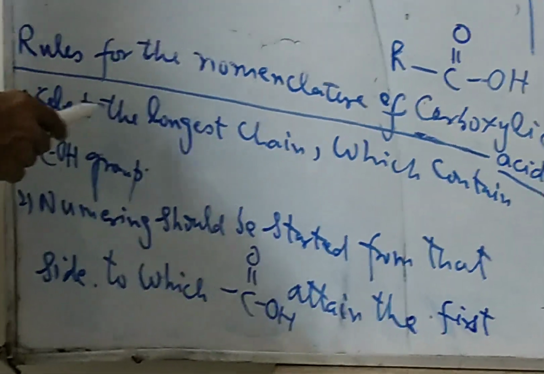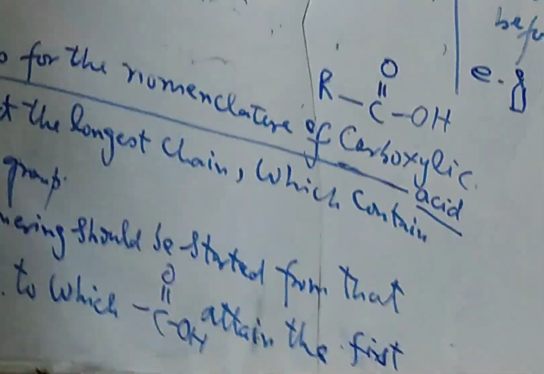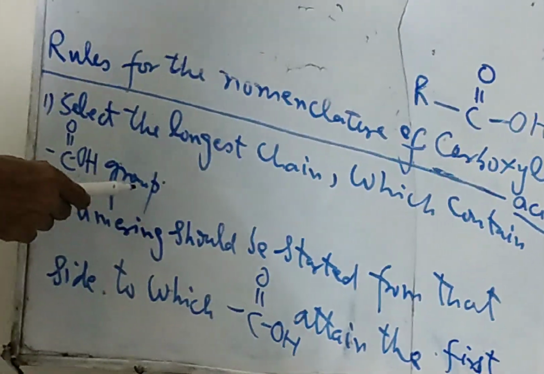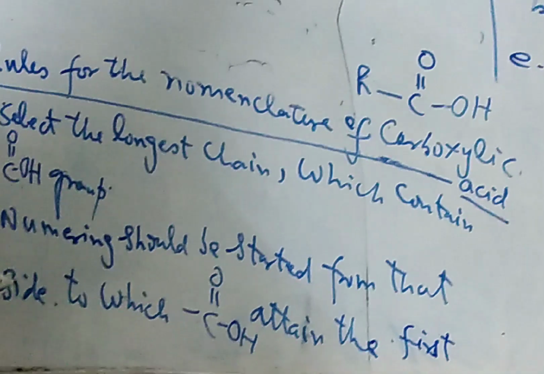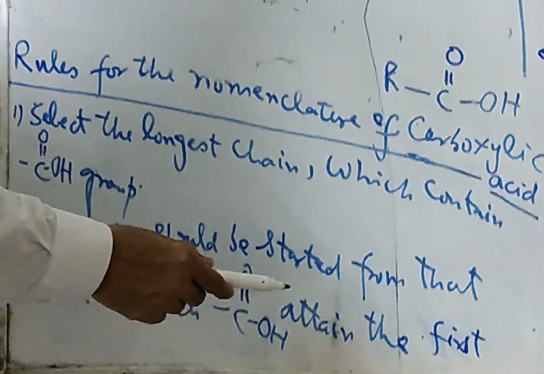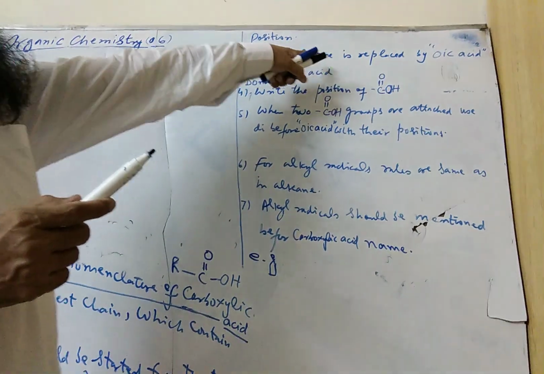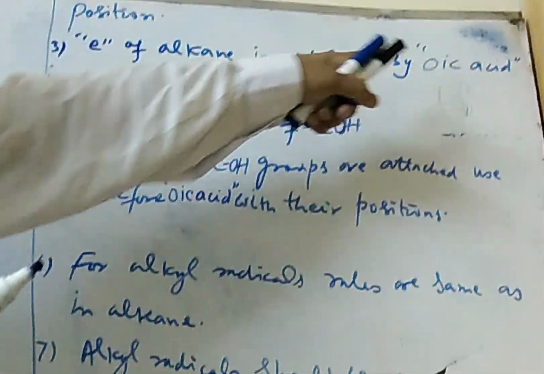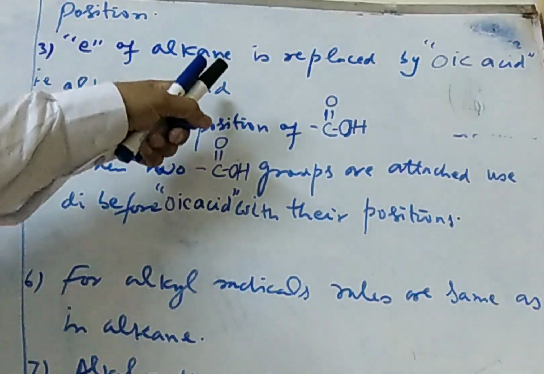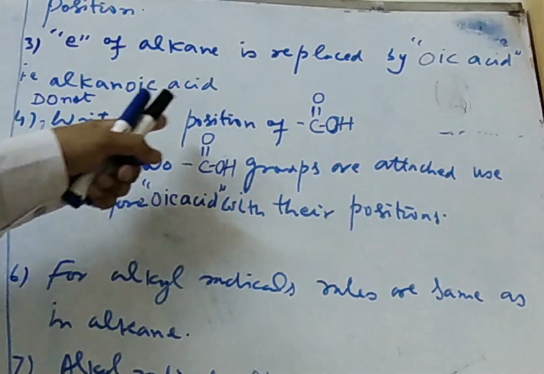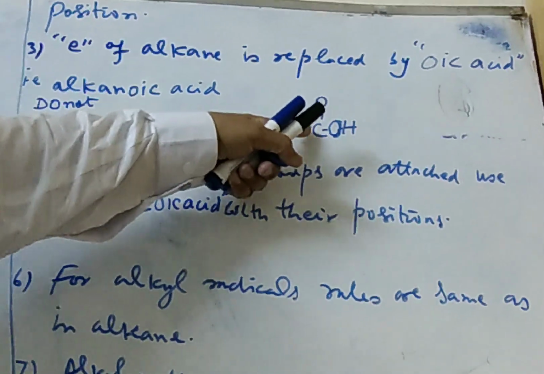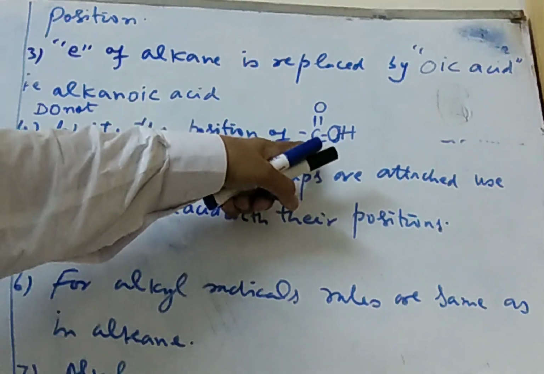Rules for the nomenclature: select the longest chain which contains the COOH group. Numbering should be started from that side where the COOH attains the first position. The E of alkane is replaced by OIC acid, that is alkanoic acid. Do not write the position of the COOH group because it comes on the first position.